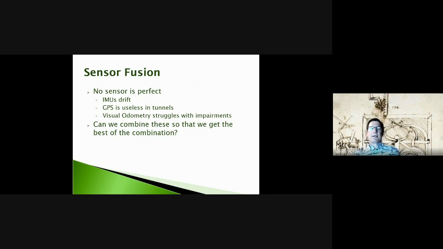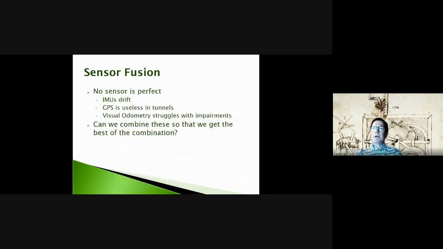All right, as I said, no sensor is perfect. As we talked about, IMUs drift. GPS is useless in tunnels. Visual odometry struggles with various impairments. So can we combine these to get the best of the combination?